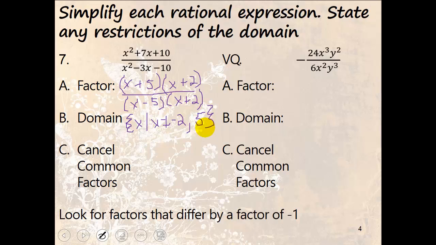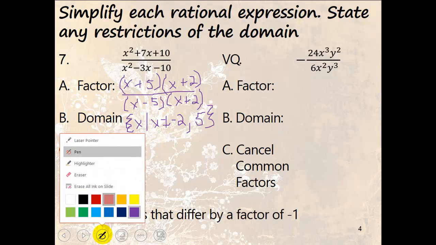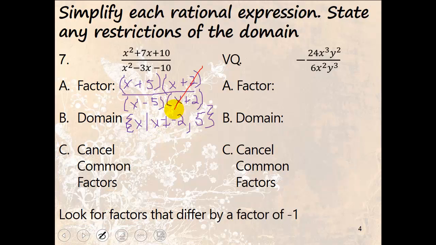Now I get to cancel. I'm going to go back up here and I'm going to do it in red like that. And then my equivalent expression, x plus 5 over x minus 5. There's my equivalent expression as long as my domain is this. Okay? They're equivalent as long as the domain is the same as the original. So you try the video question here.